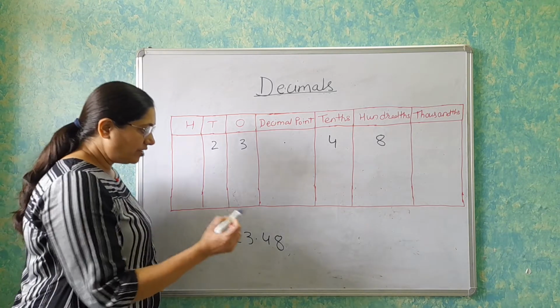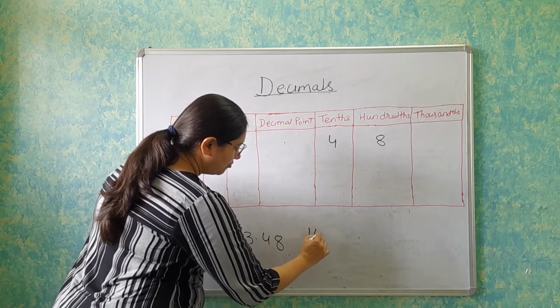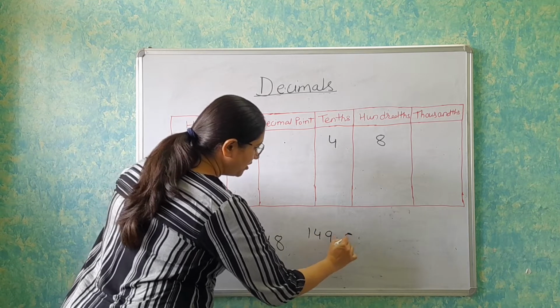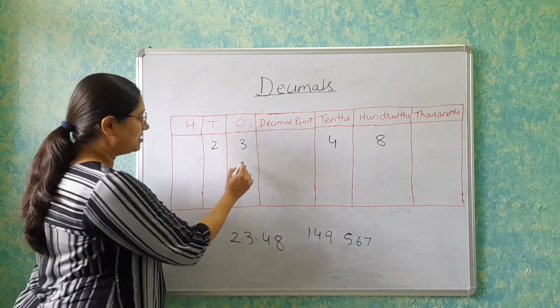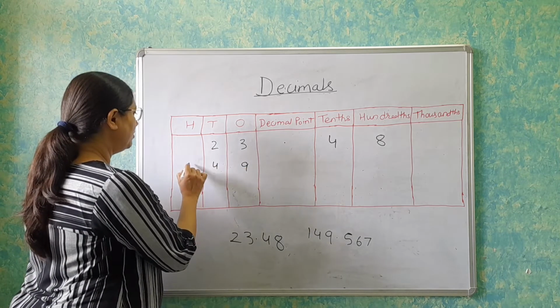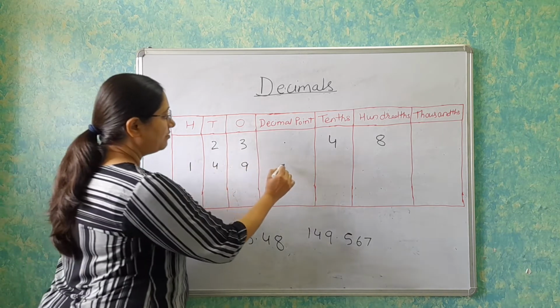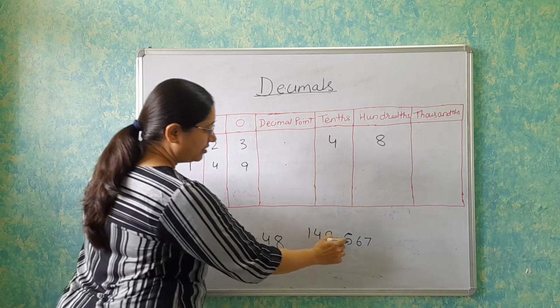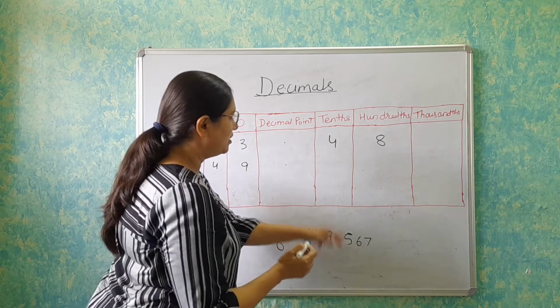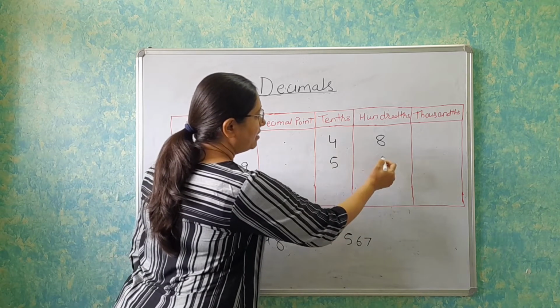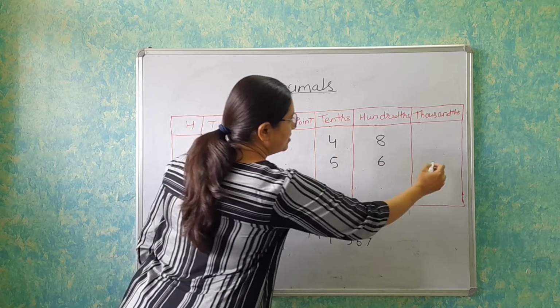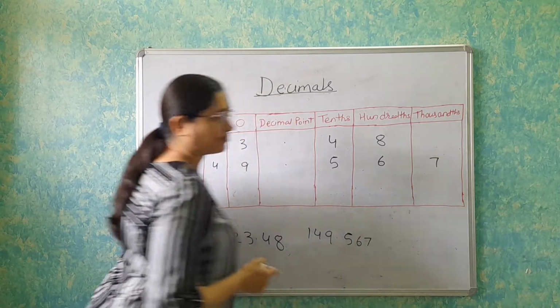Suppose I am having one more number, 149.567. 149 can be written as 9, 4 and 1. Then I will put a decimal point. Then what is the position of 5? 5 is at again tenth position. Then 6 is at hundredth position and 7 is at thousandth position.